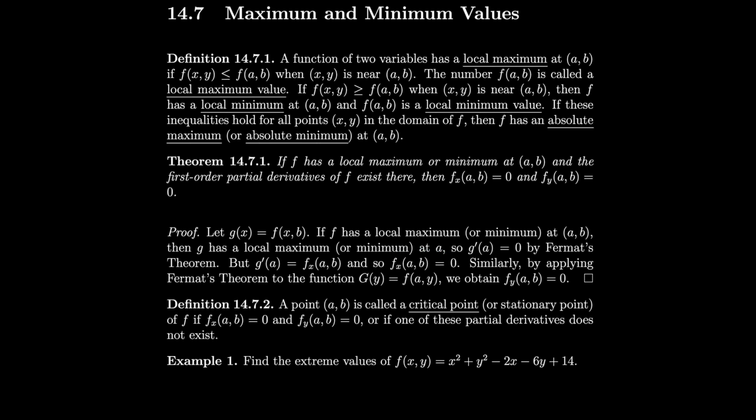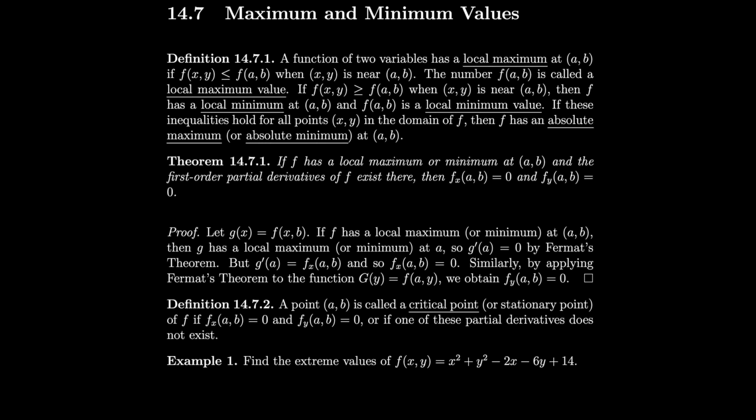It pretty much follows because we take partial derivatives by holding one of the variables constant, so we get a single variable function. So in single variable calculus, having a local maximum or minimum forces the derivative to be 0. So it should make sense that having a local maximum or minimum forces partial derivatives to be 0, because partial derivatives are basically just derivatives where one of the variables is constant.